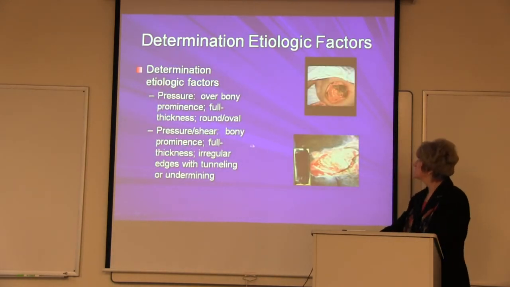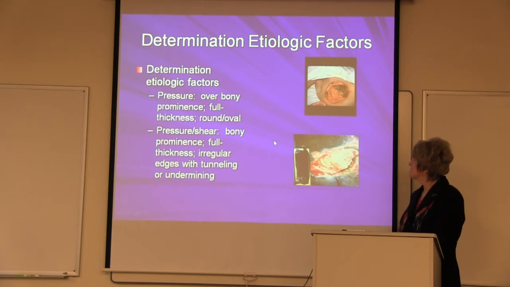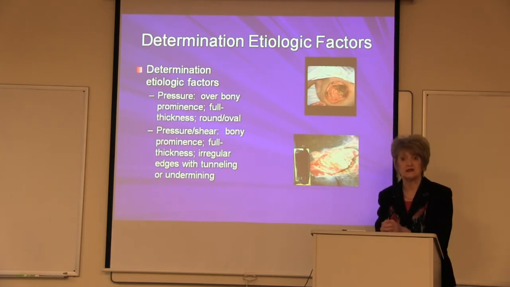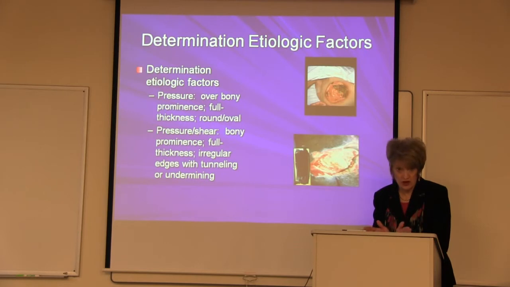So here's just a quick summary. If you have a wound that's caused by pressure alone, as we have discussed in previous classes, that wound is going to be located over or immediately adjacent to a bony prominence. Most commonly it's round or slightly oval. You typically have either no undermining or minimal undermining, usually no tunneling.